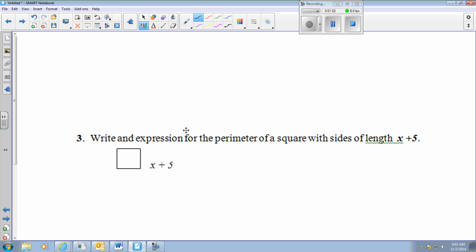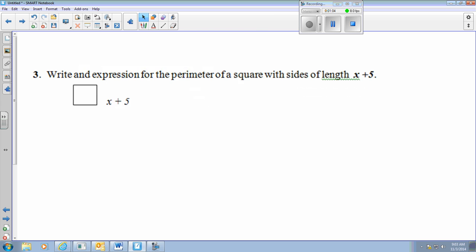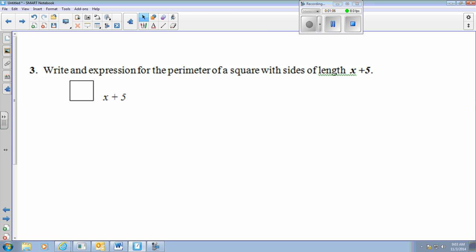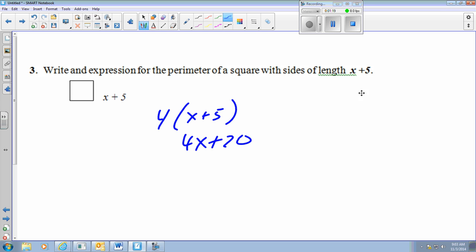For number 3, we're given that the side length of a square is x plus 5, and there are 4 sides to a square, all of them the same length. So I'm going to take my x plus 5 times 4, giving me 4x plus 20. Since they don't tell me what the perimeter is in numbers, we're going to stick with the expression.